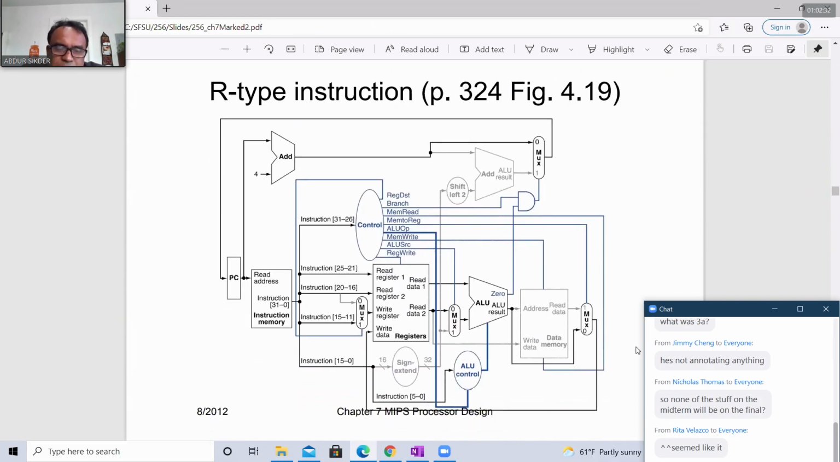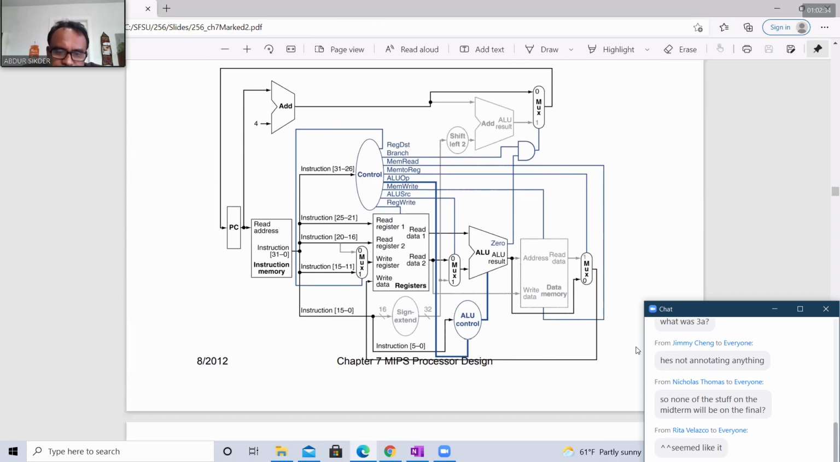All right. R-type instructions is another figure showing how it exactly works with the simple MIPS implementation. You have a controller, you have an adder, you have multiple adders, then you have the multiplexer.